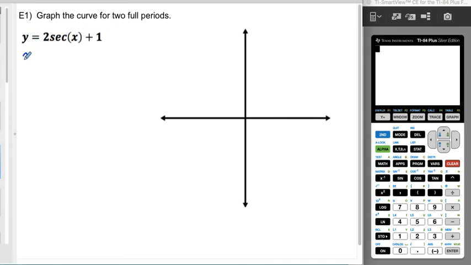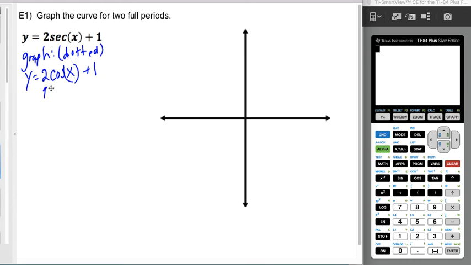What I'm going to do is graph the corresponding function, y equals 2 cosine of x plus 1. I'm going to graph this as a dotted curve, and then I can draw the hat and shoes on it. So here's what I know about this.